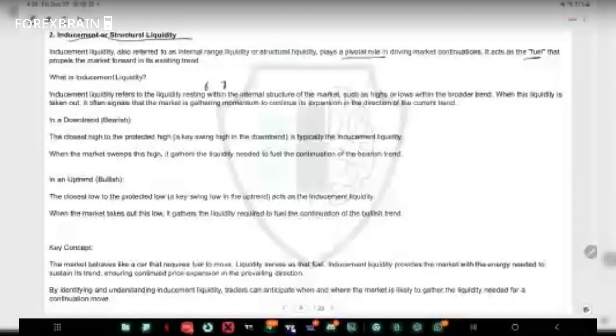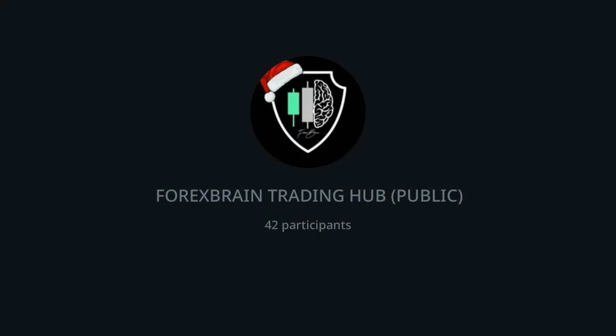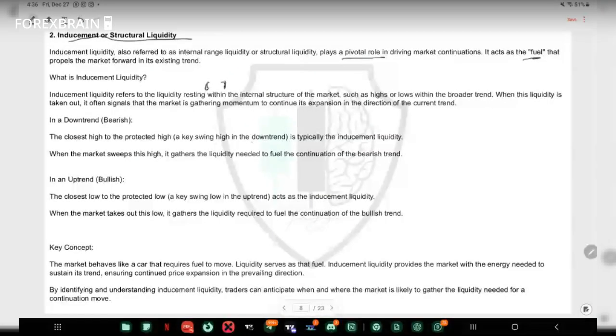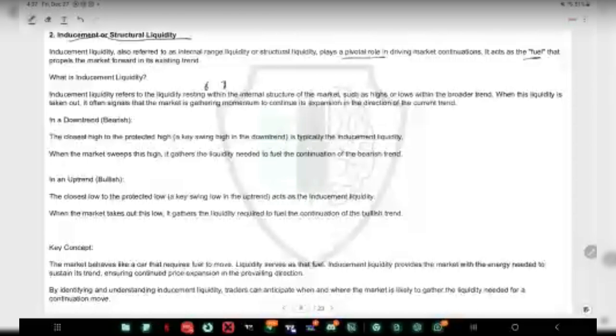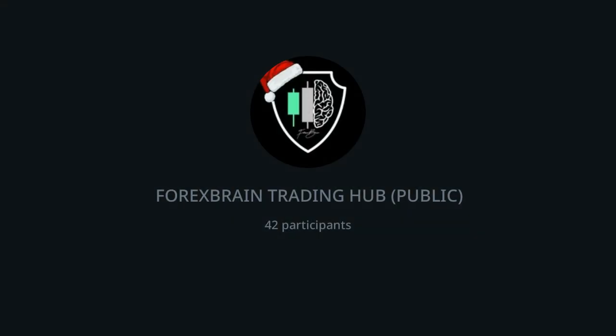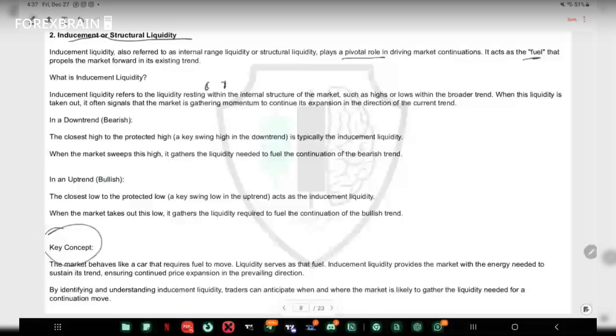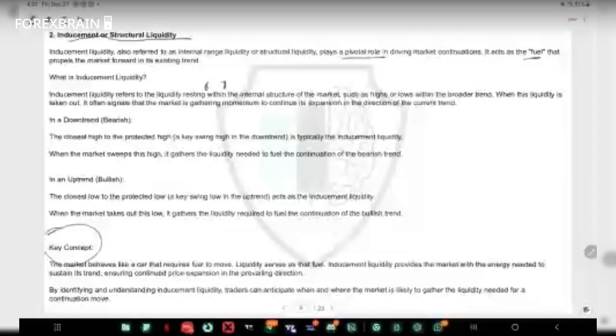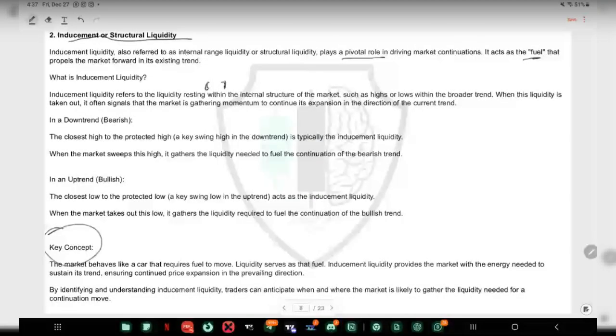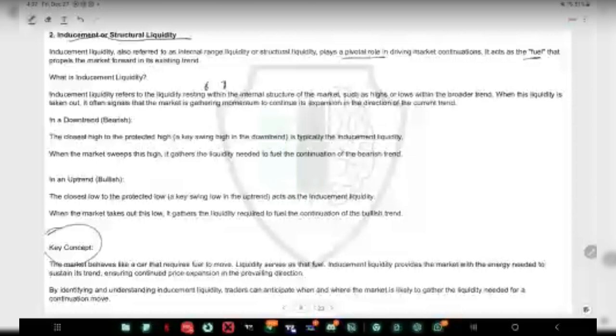Okay, let me just continue. So the closest high to the protected high, a key swing high in the downtrend, is typically an inducement. When the market sweeps this high, it gathers the liquidity needed to fuel the continuation of the bearish trend. The same thing applies in an uptrend. The key concept in this ideology is that the market behaves like a car that requires fuel to move, right? Liquidity serves as the fuel. Inducement liquidity provides the market with the energy needed to sustain its trend.